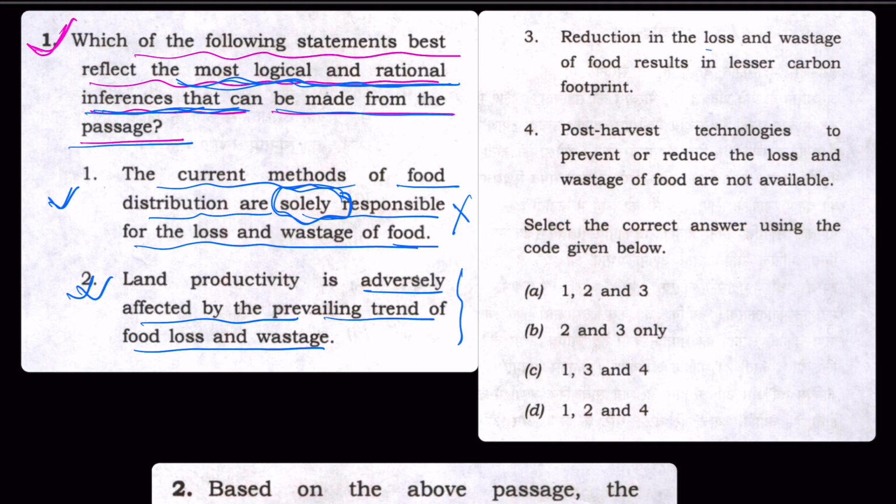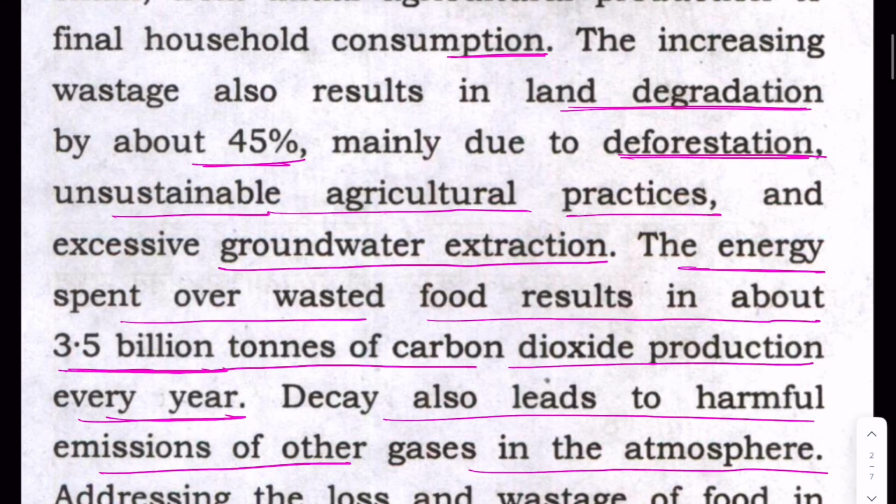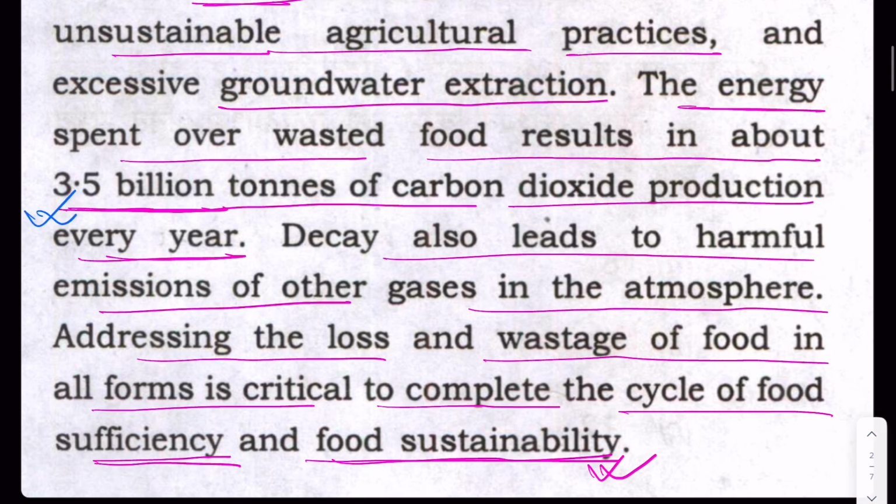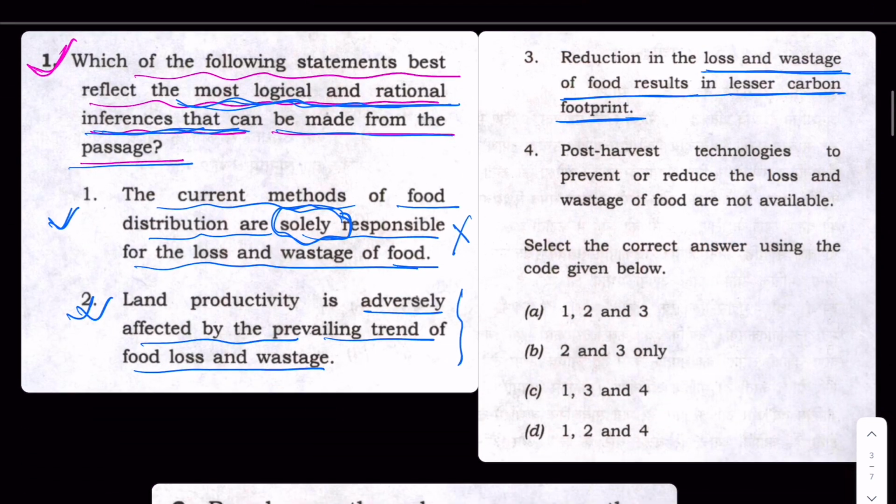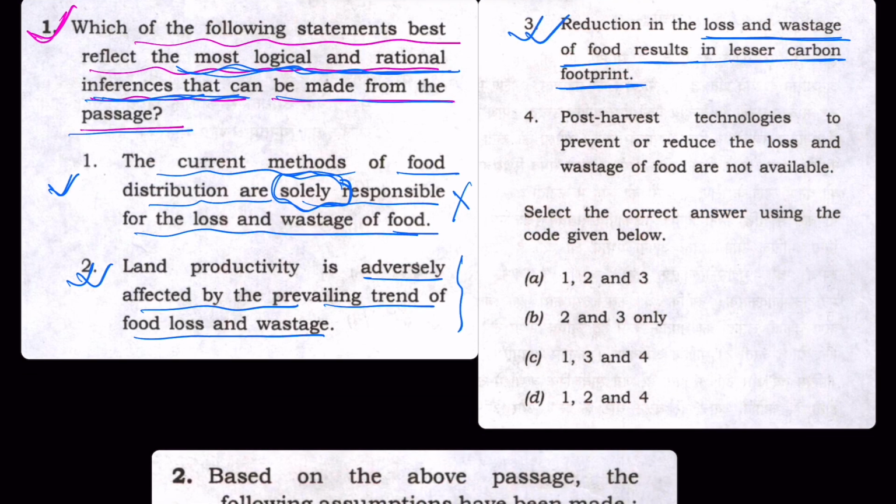Now, reduction in the loss and wastage of food results in lesser carbon footprint. Obviously, reduction in loss and wastage of food results in lesser carbon footprint. Now, this has been talked about in the passage, because 3.5 billion tons of CO2 is being emitted every year because of food production. So if we reduce the loss and wastage, obviously the carbon footprint will get reduced, right? So option 3 also is correct.